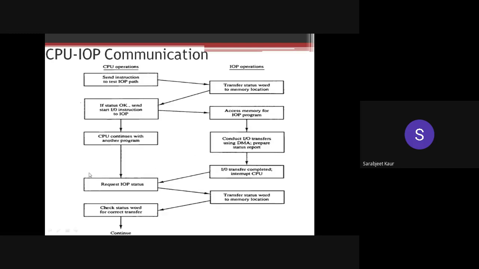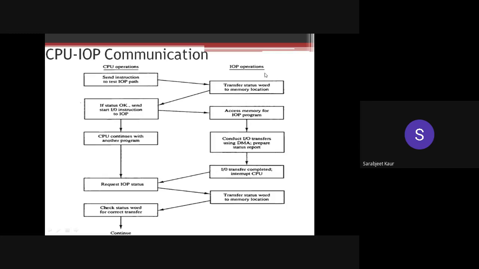Now this flowchart details to you the communication that I just briefed you. So initially what happens is that the CPU checks the IOP path by sending the test IOP path instruction. That means whether the IOP is ready to do an IO transfer. For example, it may already be doing another IO transfer, right? And the IOP transfers its status word to the memory location.